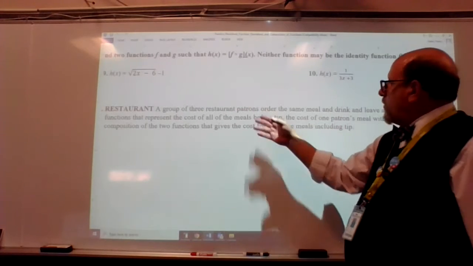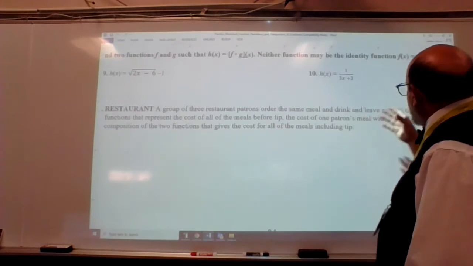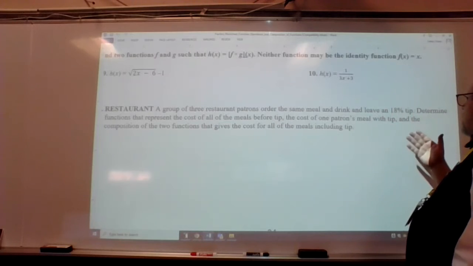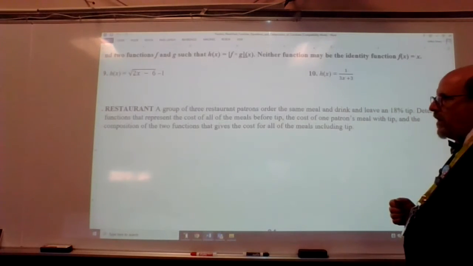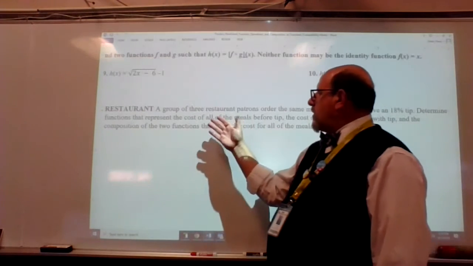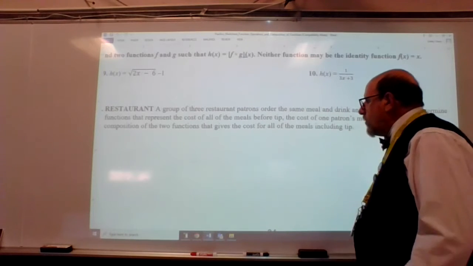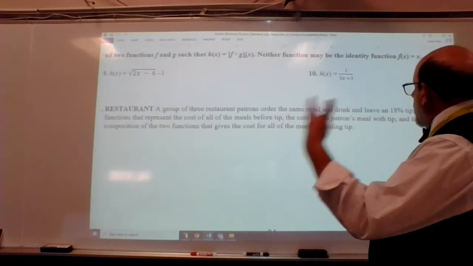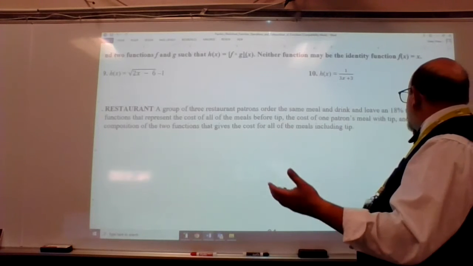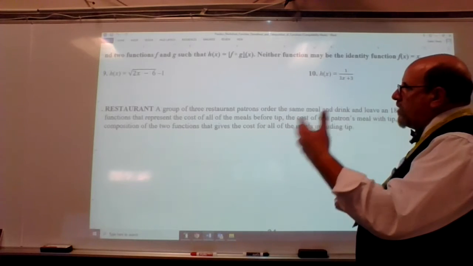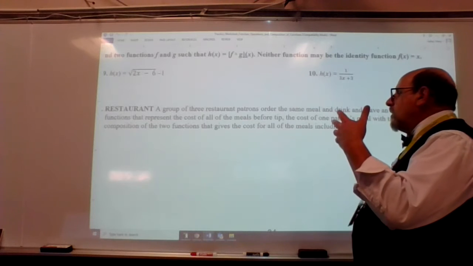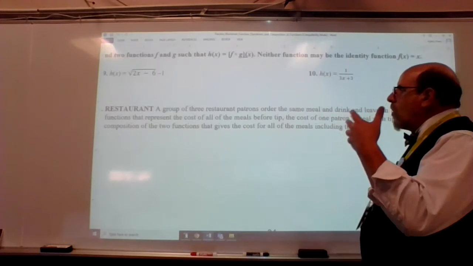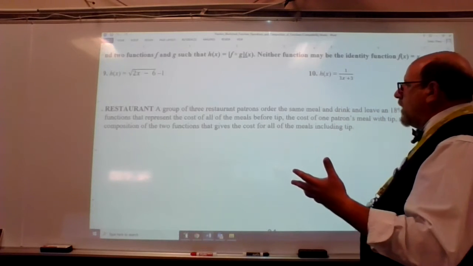A group of 3 restaurant patrons order the same meal and drink and leave an 18% tip. Determine the functions that represent the cost of all the meals before tip, the cost of one patron's meal with tip, and the composition of the two functions gives the cost for all the meals, including a tip.